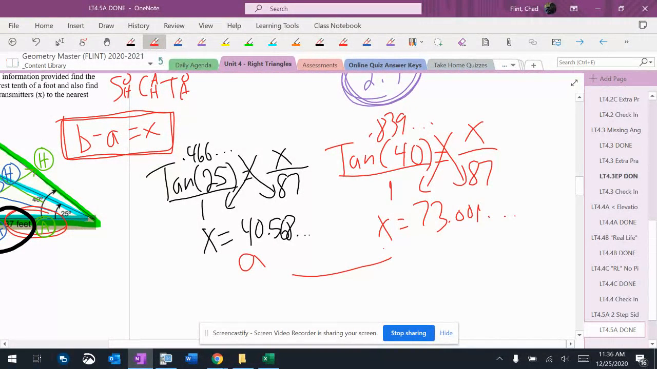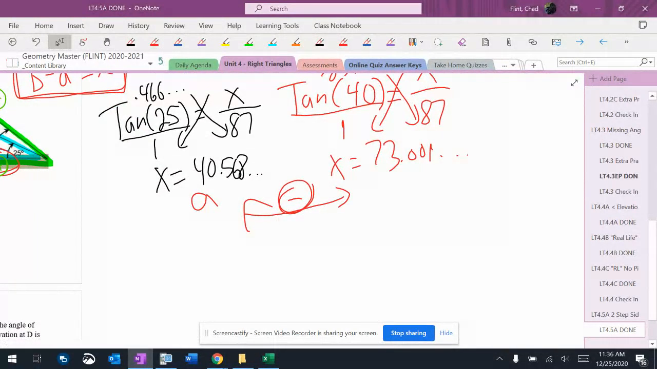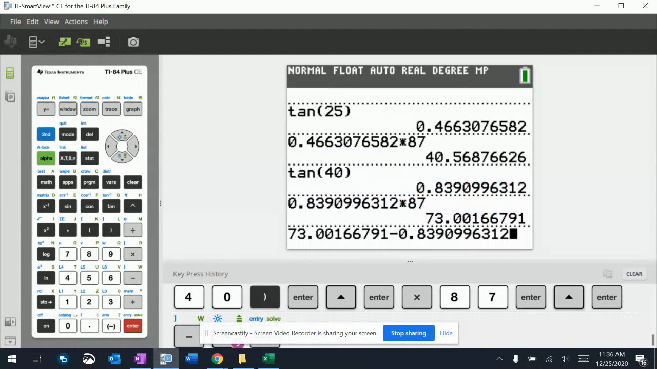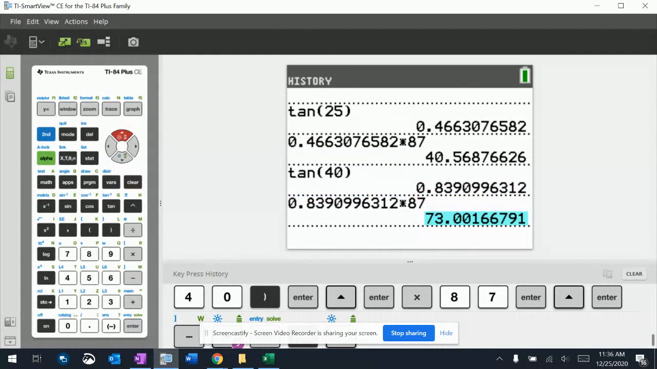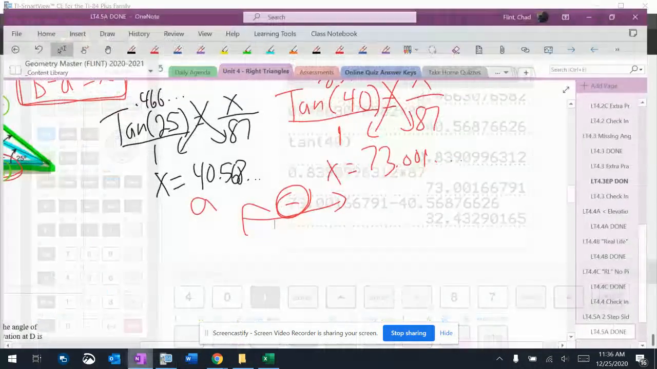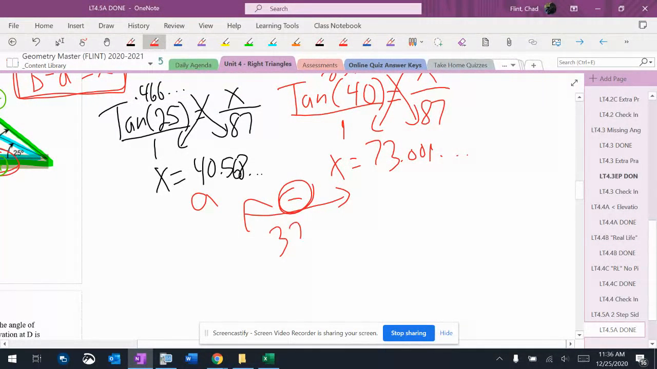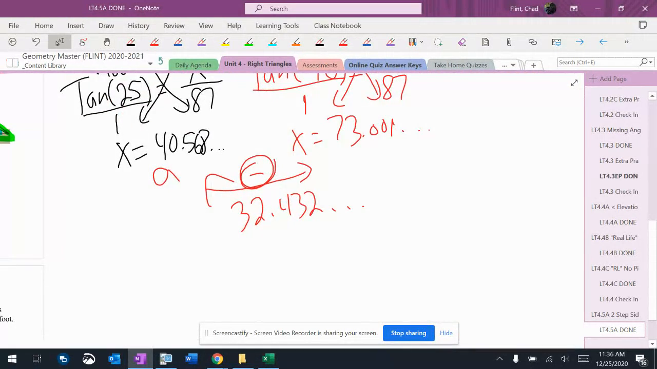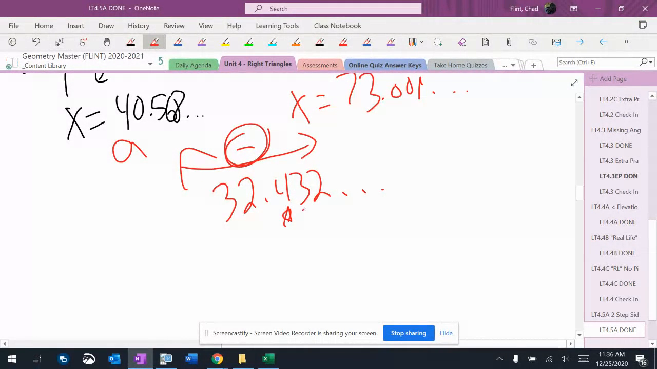And then, like my plan in the beginning, I'm going to subtract those two. So I'm going to get this lighter one minus that one, which is 32.432. Okay, and it says nearest tenth of a foot. So rounding the 4, using the 3, 32.4.